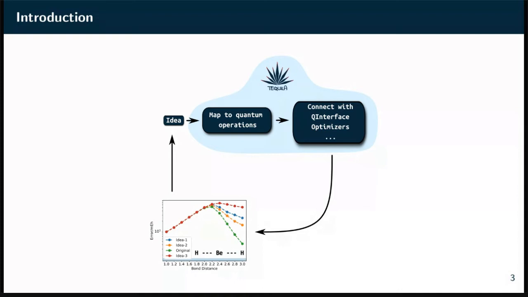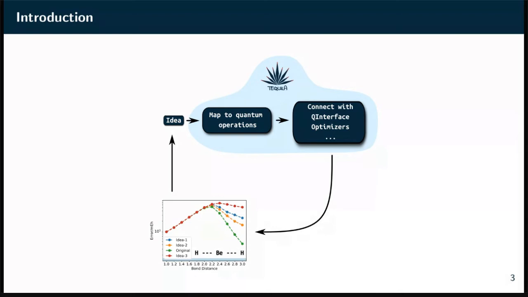Once you got that to run, more or less your simulator spits out an expectation value, you have to hook it up to optimizers in order to optimize your parameters. Get that all to work, and then you can produce some data. And this gives you feedback on your original idea, and then you can work on improving it.